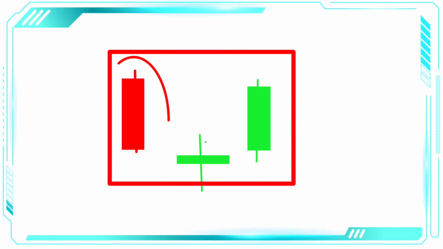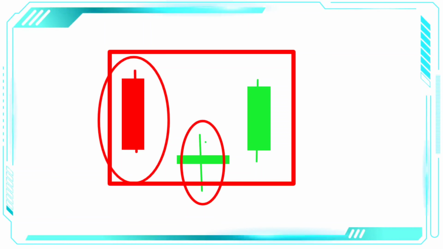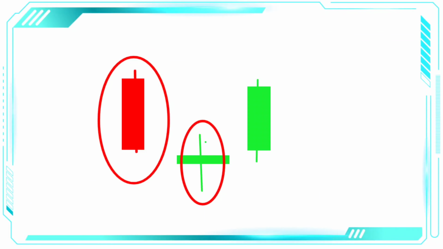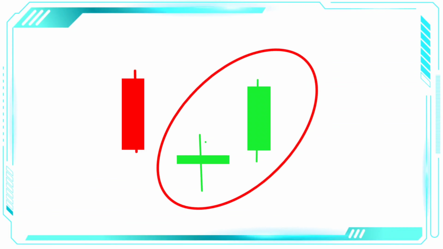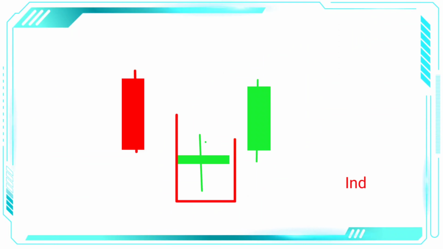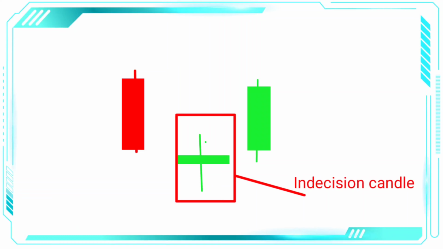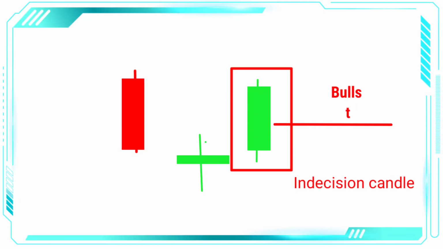This pattern shows that the bears were in control during the first day, but the bulls took over on the second and third days, leading to a possible trend reversal. The smaller candle in the middle represents a period of indecision in the market, but once the bulls take over, they push the price up significantly.